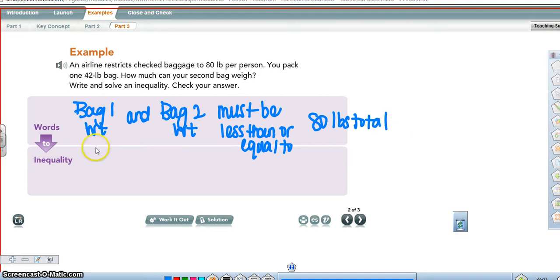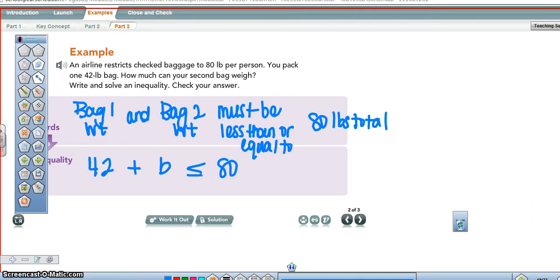Okay, so bag one's weight we know, 42, and bag two's weight. These two weights are going to be combined. So we're adding. We don't know the weight of bag 2. So that's our unknown. Maybe we could use B for the bag. Must be less than or equal to, that's this symbol, 80 pounds total. So we have an inequality that we can solve. Now we're supposed to solve it. Always whenever we solve inequalities, we'll also graph them and then we can check our answer. Okay, so I think I'm going to do that work over here.